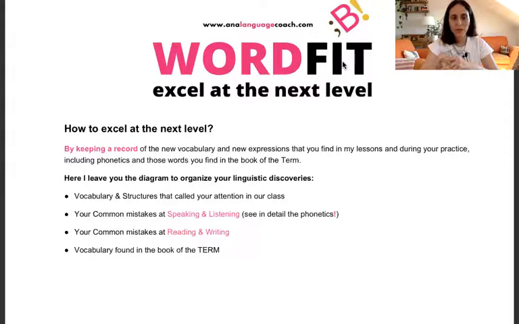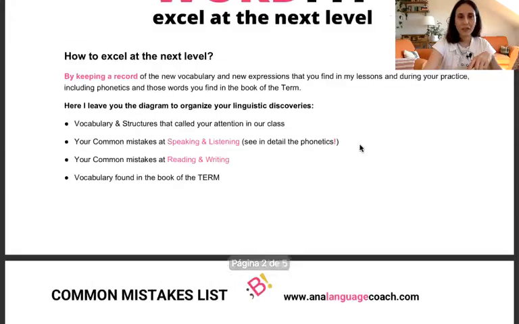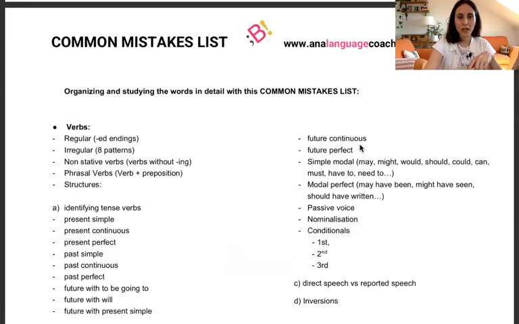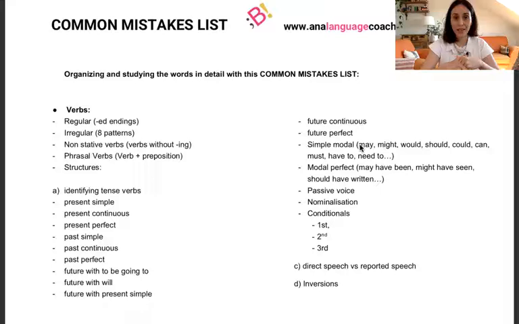Vocabulary found in the book of the term, essential, I already told you about that. So let's continue with this PDF. In the next page, what I show you is organizing and studying the words in detail with the common mistake list. Verbs, and this is a very important thing, you need to really have different boxes, or you could keep inside these different, it's like having a time machine.